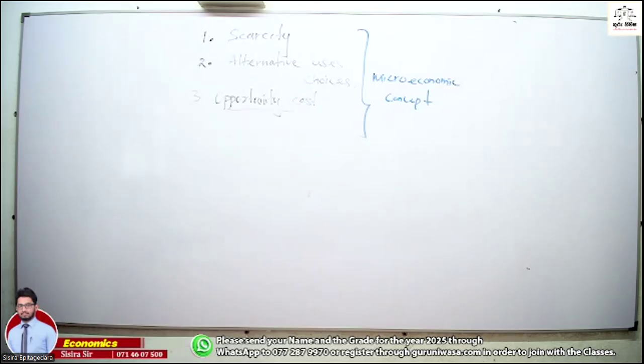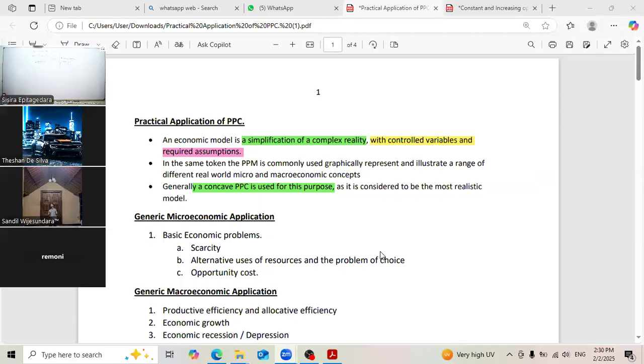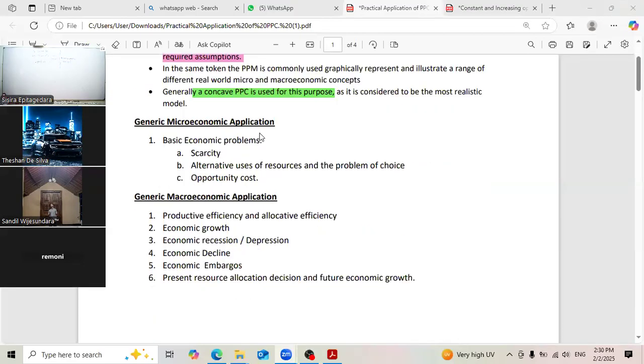It's simple, Lamai. I'll share the screen. Right, these are the microeconomic concepts: scarcity, alternative uses, problem of choice, and also opportunity cost. Today we are going to discuss this part, Lamai. My main purpose is to discuss microeconomic concepts which can be shown on a PPC curve.